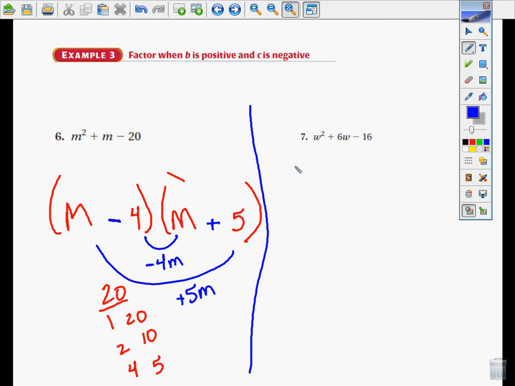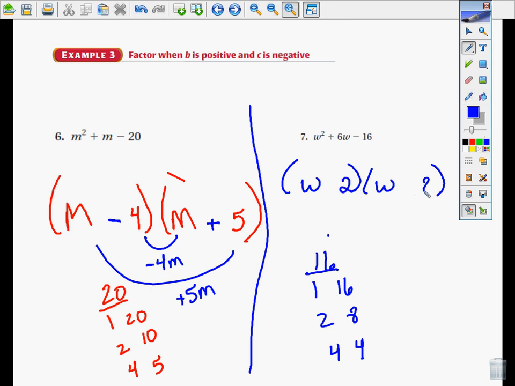Okay, so now if we look at this one, I know I'm going to have a w times a w, and my factors of 16, I know it's a negative 16, but I'm still just going to look at 16, are 1 and 16, 2 and 8, and 4 and 4. The only ones that differ by a 6 are the 2 and the 8. So I'll put a 2 and an 8. I need a positive 6, so let's check this. I have a 2w and an 8w. For that to be positive, the 8 has to be positive 8w and the 2 has to be negative. So negative, positive. And it does work. Negative 2 plus 8 is positive 6. Negative 2 times 8 is negative 16.